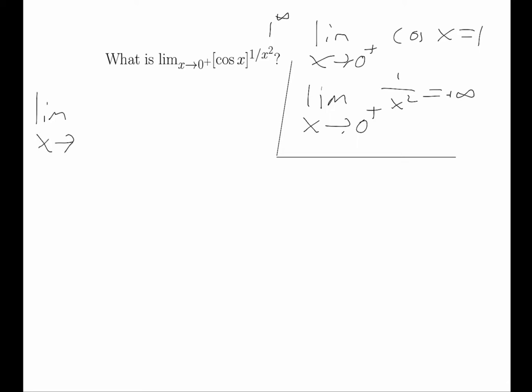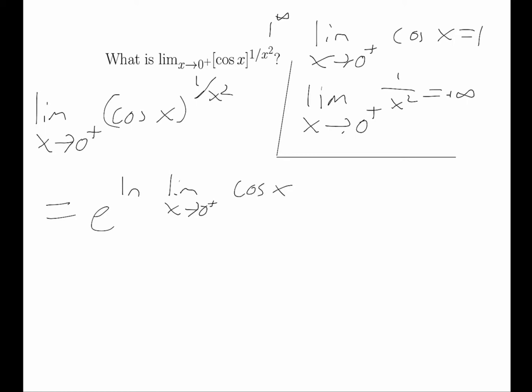Now we use something we use a lot. In fact, we use it so much that I hope you're going to look at it and go, oh yeah, that's the obvious thing we always do in this situation. We want to get rid of this exponent, so we take what we had and we go e to the ln of the same thing. So this limit is equal to e to the ln of the same limit. And these are equal because e and ln are inverses. We haven't changed it. We've just written the same thing a different way.